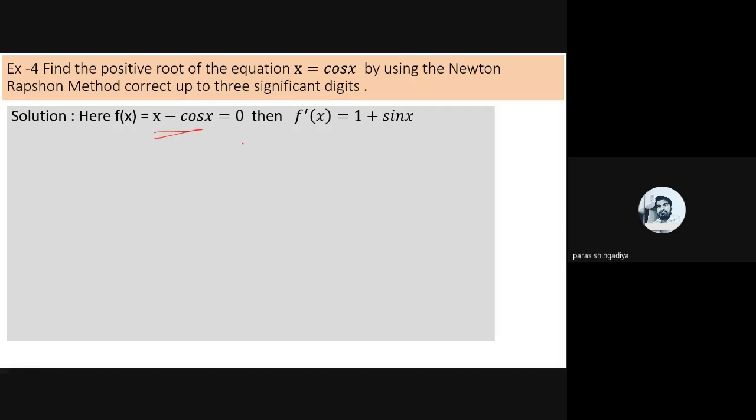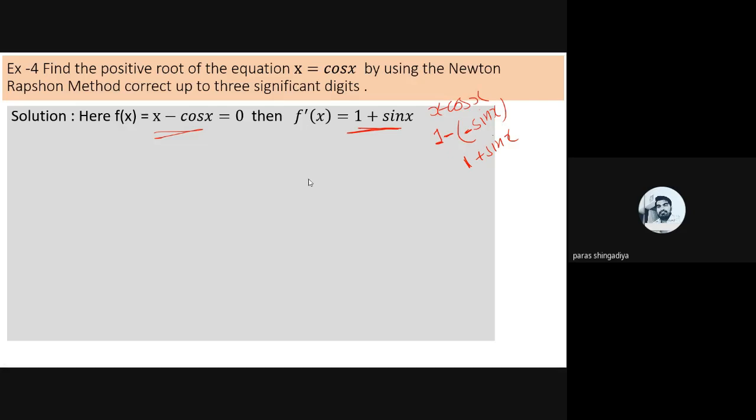Now its derivative. The derivative of x will be 1. x minus cos x, this is a function, and the derivative of x will be 1, minus as it is, and the derivative of cos will have the minus sign, so it is minus sin x. Now simplify that, it will be 1 plus sin x. So the derivative of x minus cos x will be 1 plus sin x.